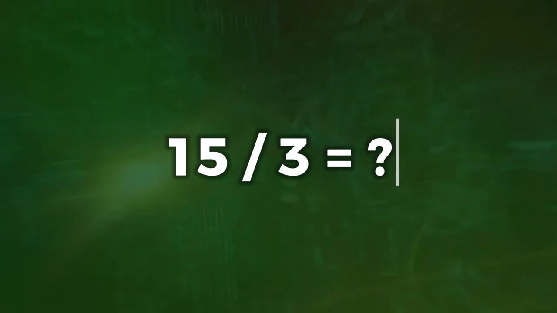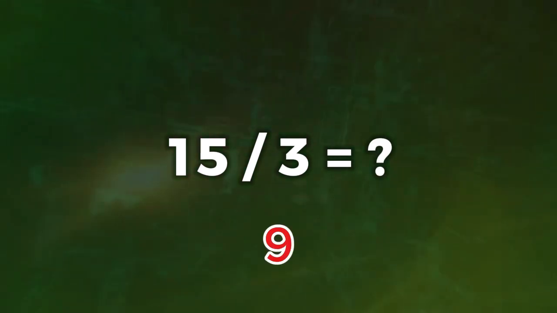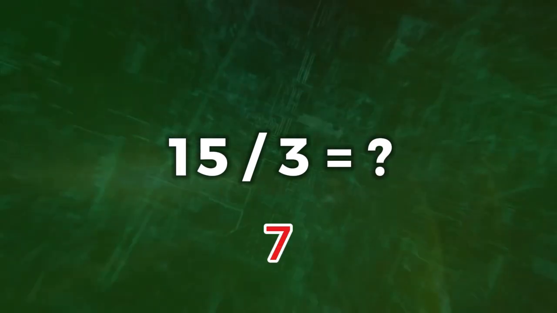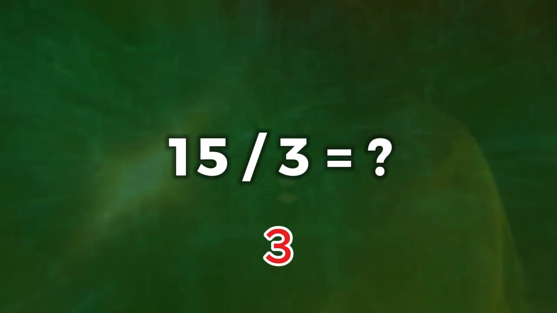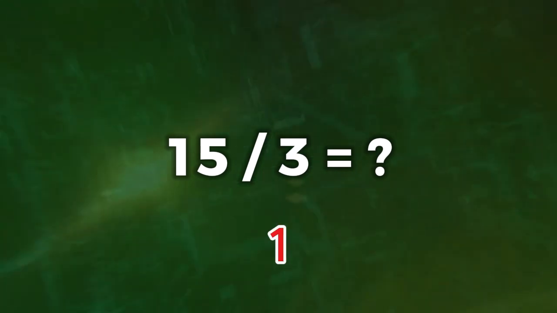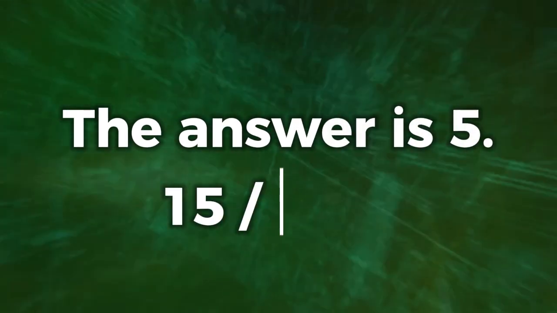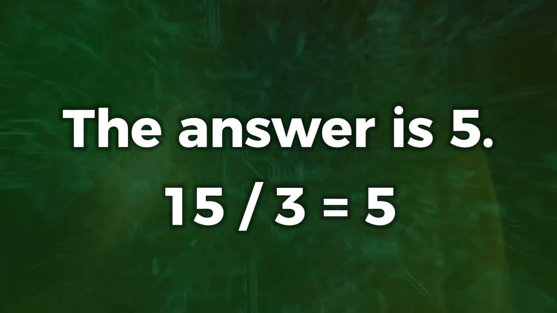Now, for the next problem. 15 divided by 3 is equal to. The answer is 5. 15 divided by 3 is equal to 5.